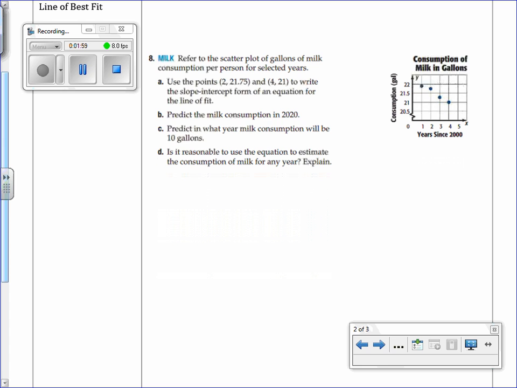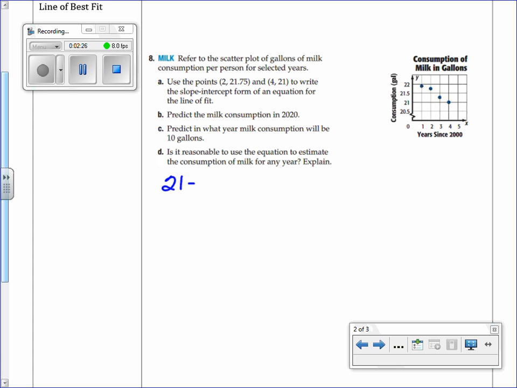So it says use points 2, 21.75 and 4, 21 to write slope-intercept form of an equation for line of best fit. I'm looking at A right now. You can see I have a graph that's talking about the consumption of gallons based upon the year since 2000. So first thing I'm going to do is determine my slope.